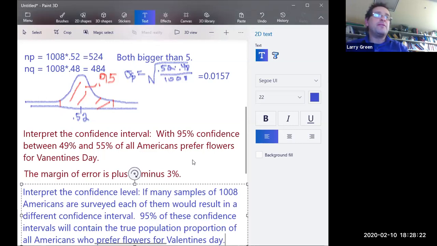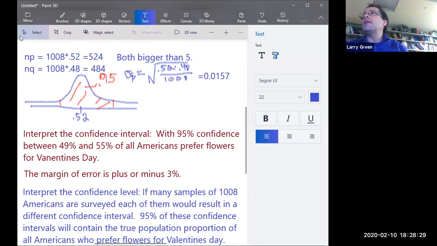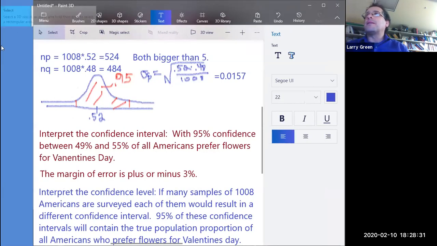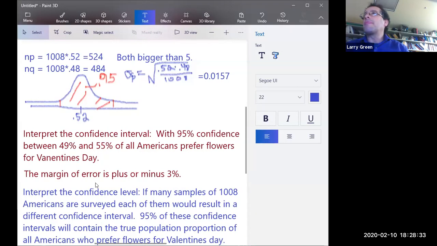No questions? Okay, let me erase this, and we're going to do another type of example that's actually really important. Let me grab it. There we go.